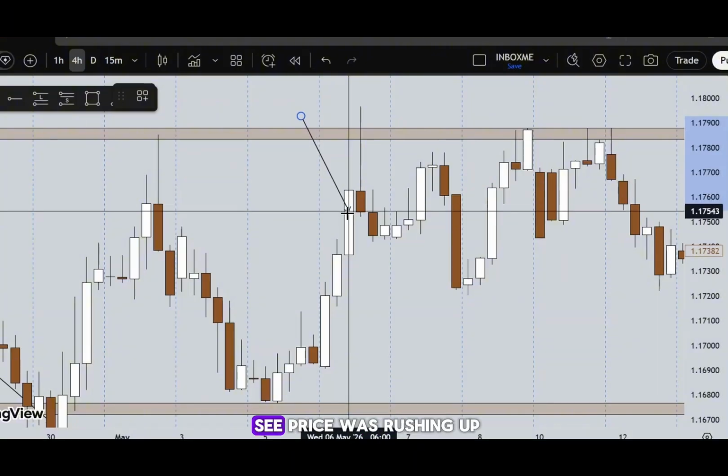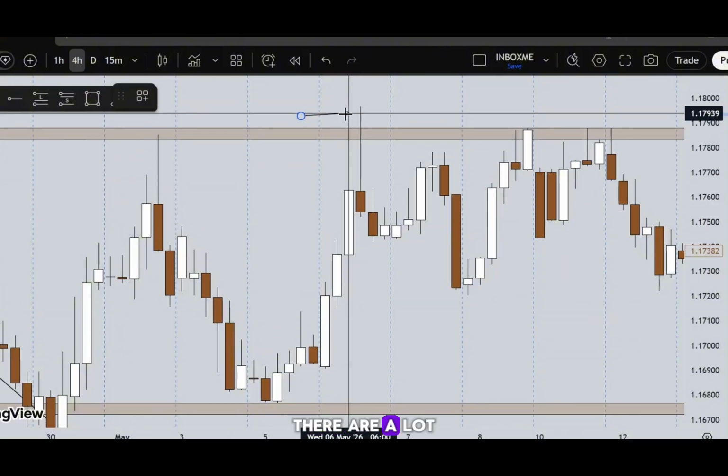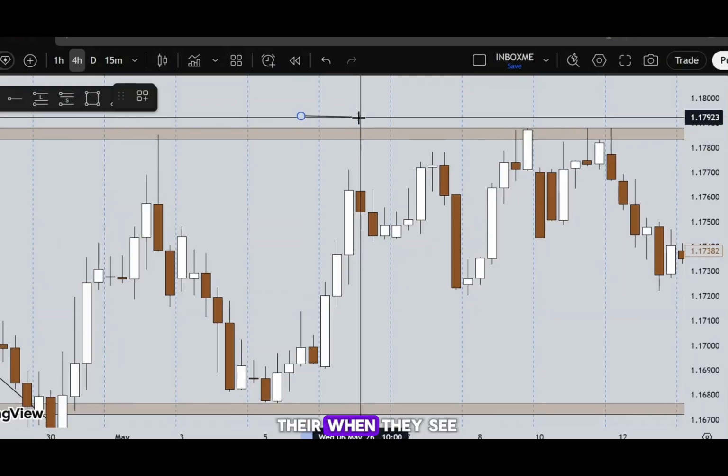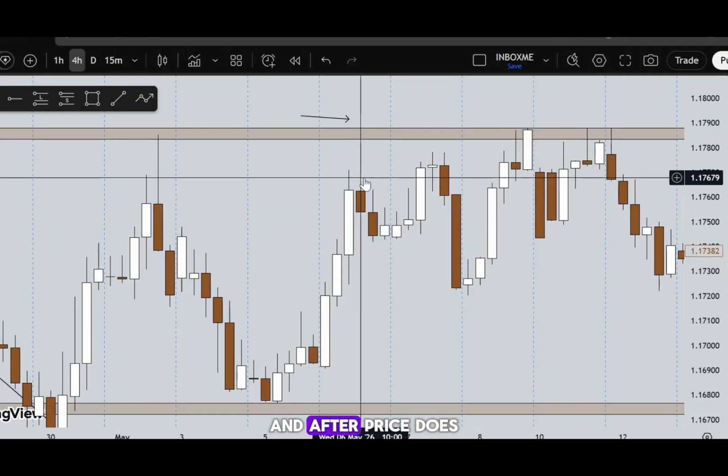Yeah. So you can see price rushing up. There are a lot of momentum traders. So when they see price going up, everybody's pressing their buy because they're trying to catch an early entry.